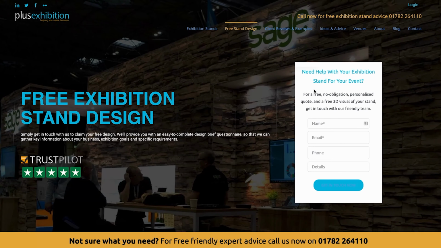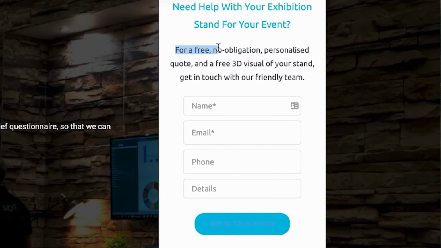What's the lead magnet that we use to incentivize someone to get in touch? Well, as you'll see over here, we say for a free, no obligation, personalized quote and a free 3D visual of your stand, get in touch with our friendly team. So why is this lead magnet good? Well, firstly, for a potential customer, they know that they get a free quote. The quote is the first step in the sales journey. It's one of the stages that they need to go through in order to get to their goal.